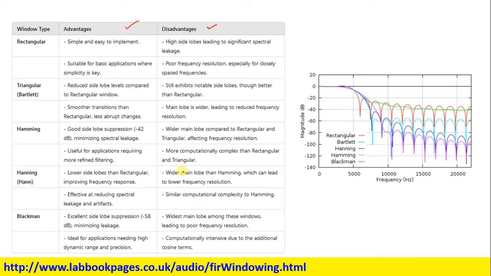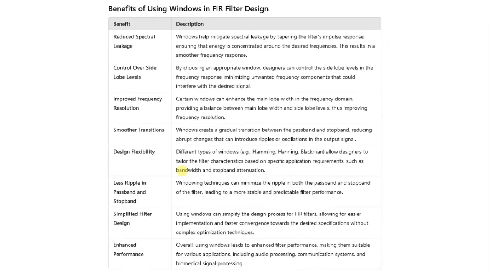We have already discussed this; just for your convenience for writing in exams, I have given this one. So, benefits of using windows in FIR filter design. The first is reduced spectral leakage. As I already told, the frequency components that are to be rejected are compressed over here, so a lesser amount of the rejected frequencies will get into your filtered signal.